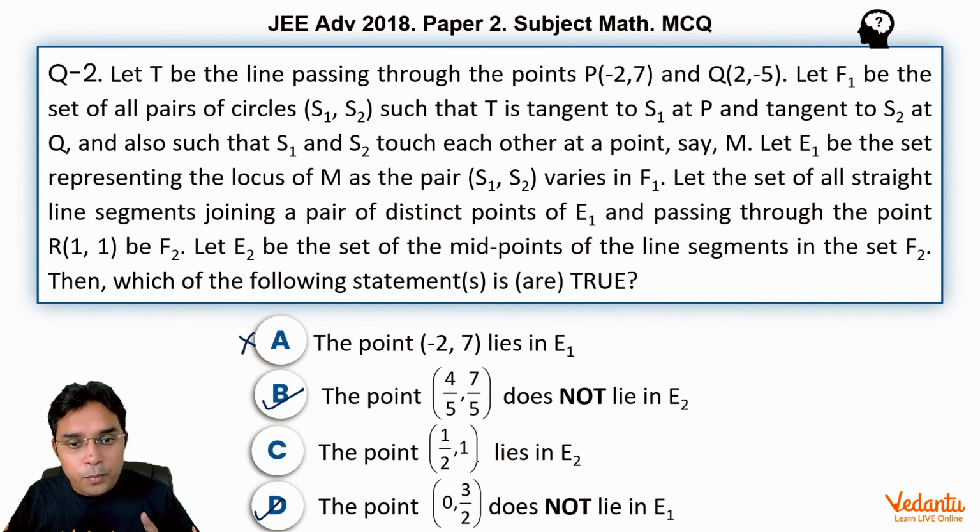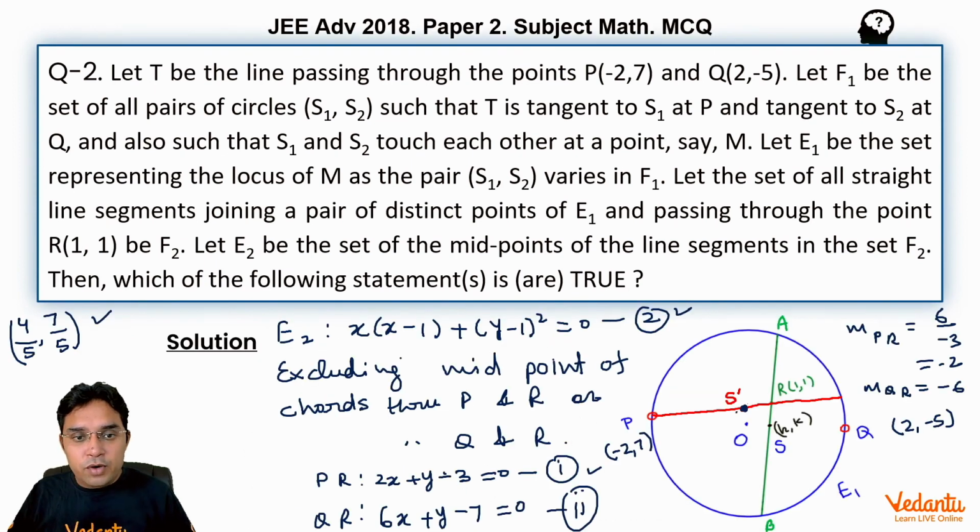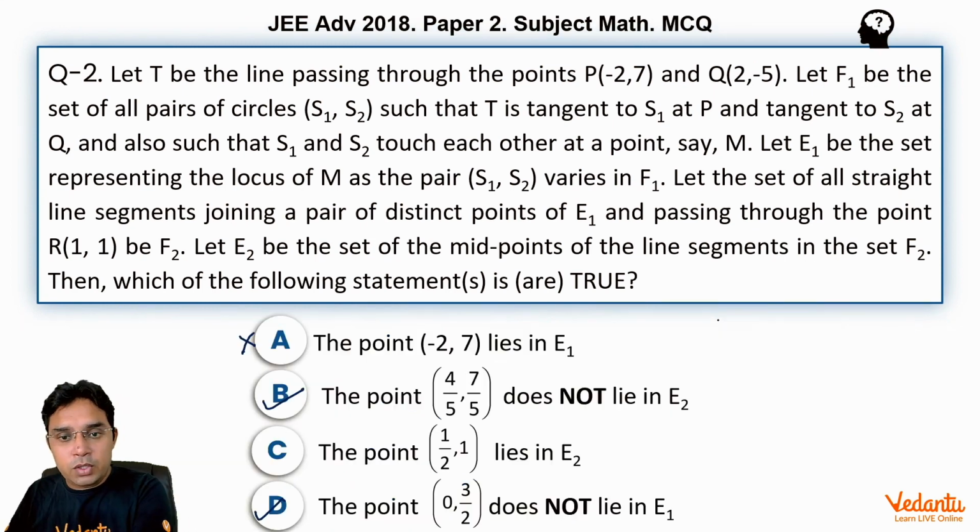So this option B is absolutely correct. Okay, now coming to option C. Point 1 by 2 comma 1 lies in E2. If we put 1 by 2 comma 1 in this equation, we can check half into minus half, so minus 1 by 4, and this is 0, so it is not satisfying E2. In fact, half comma 1 is not even satisfying equation number 2, so it does not lie on E2. So option C is also wrong.